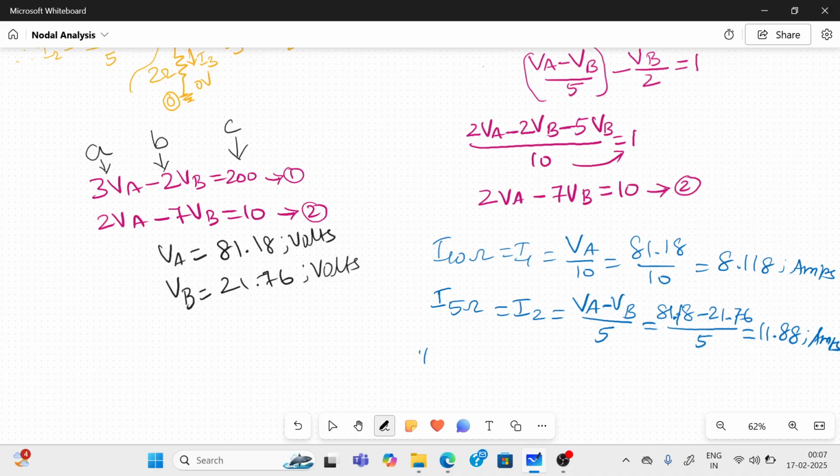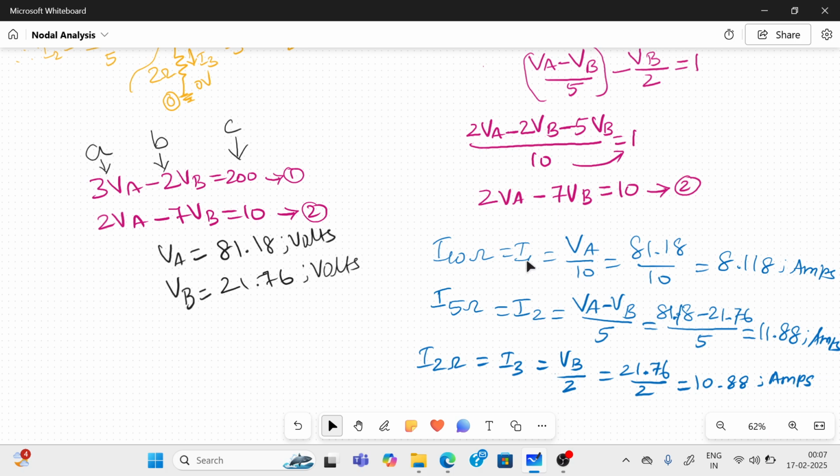Next, what about the current flowing through the 2 ohm resistance? I3, which is nothing but VB by 2. What is my VB? 21.76 divided by 2. The answer is 10.88 amps. Yes, these are the currents flowing through the various resistors.